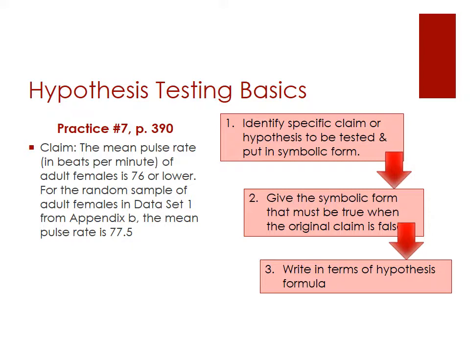So here we're going to be using practice problem number 7 from page 390 in your text. And here we're looking at the claim that the mean pulse rate of adult females is 76 or lower. And we're going to be looking at data from a random sample set of adult females as presented in your text in data set 1. And that data set shows that the mean pulse rate for women is 77.5.